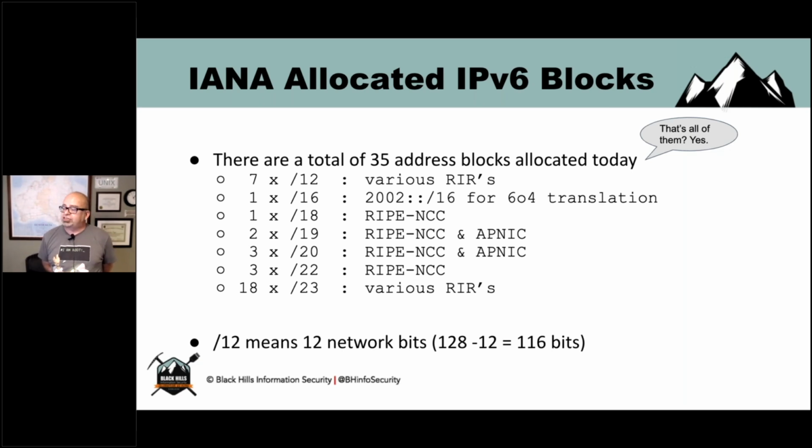We've got a /18 for RIPE. We've got a couple of /19s for RIPE and APNIC, 3 /20s, 3 /22s, and 18 /23s to various regional registries. That is it. That is how IPv6 is allocated out today, and it's probably not going to change a lot from that position. I mean, there might be some subtle changes, but honestly, that's a lot of address space, a lot of address space, okay?